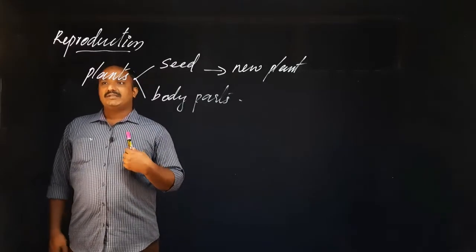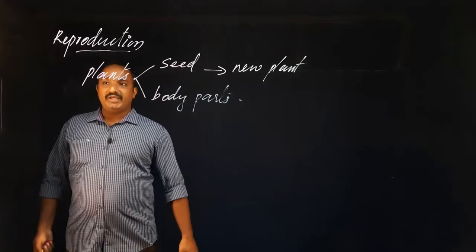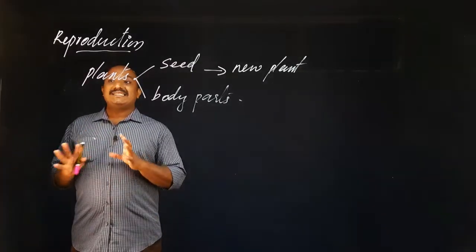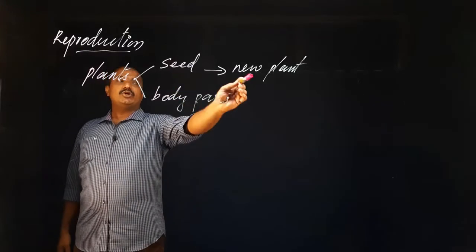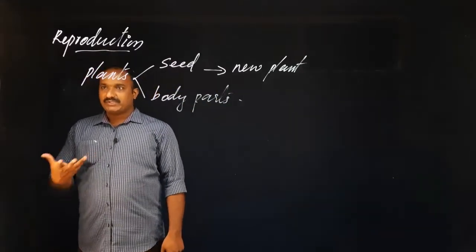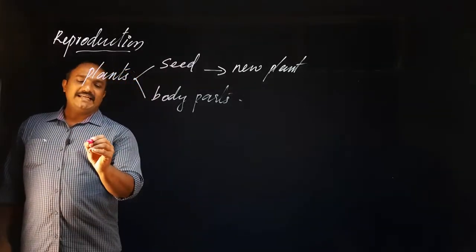Then many are there, coconut, arecanut, then pea plant, lady's finger, vegetables, all those have seeds, and that seed grows into a new plant. Do any human beings produce seeds? No. In the case of animals, it is another type. Look.